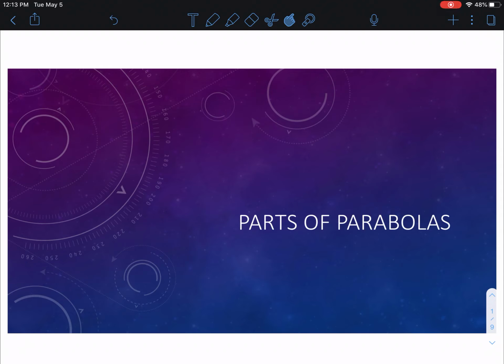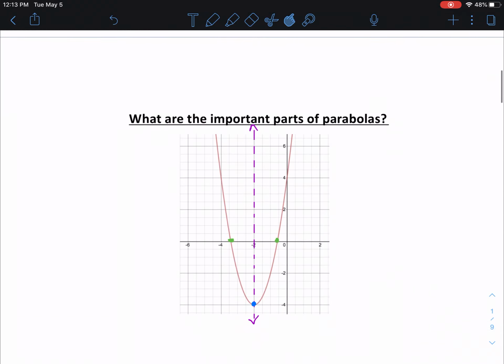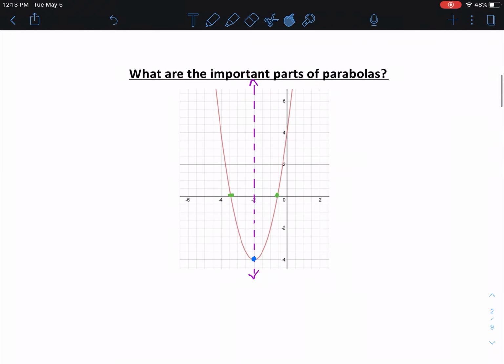Hello, in this lesson we are going to talk about the different parts of a parabola. If you recall, a parabola is just the graph of a quadratic function. It kind of looks like a U or kind of like a hill. So on here we're going to label some parts that are important in parabolas.